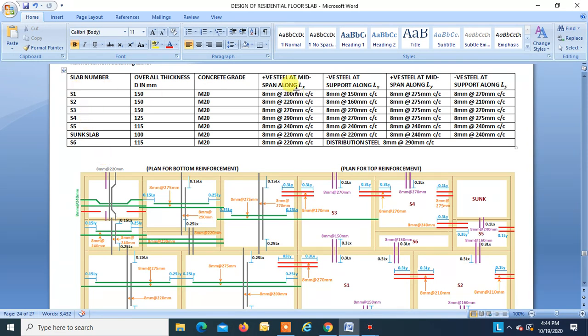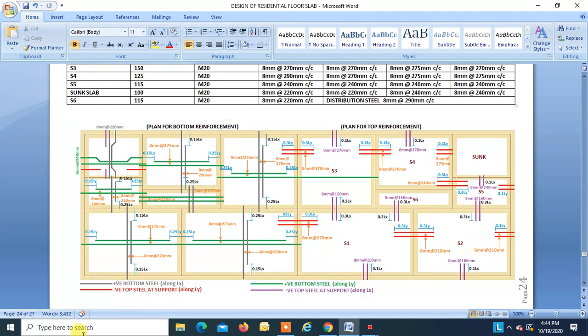So this is the summary now, right? Slab S1: this is positive steel at mid span Lx, negative steel at support Lx, positive steel at mid span Ly, negative steel at support Ly, right? This is for slab S1, S2, S3, S4, S5, sunk slab, and S6, right? Okay, for S1, this is 8 about 200 center to center, right?